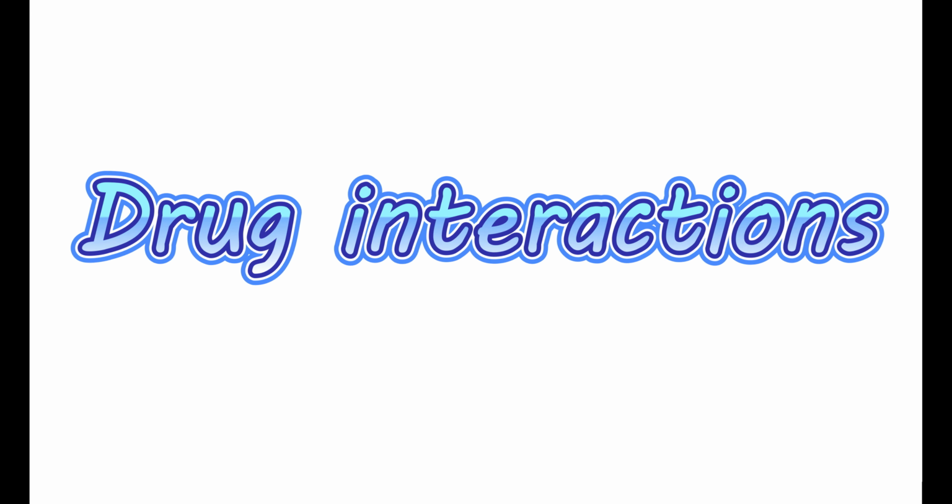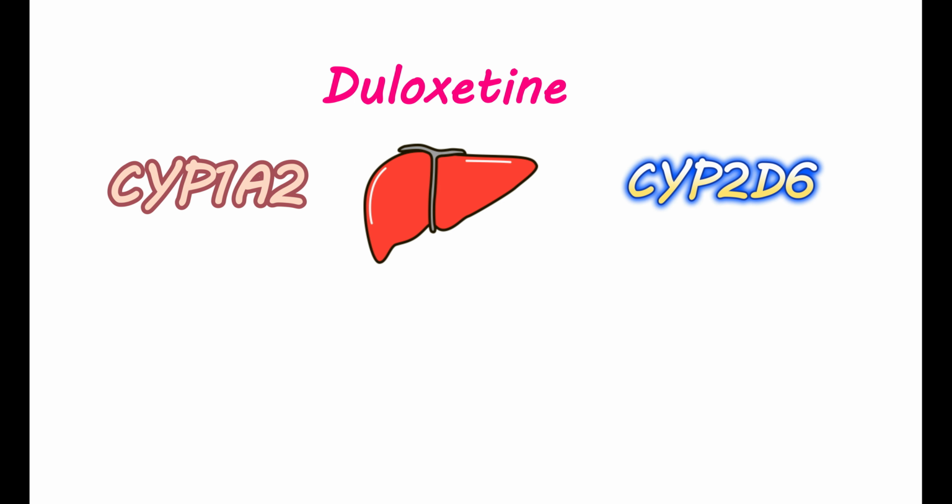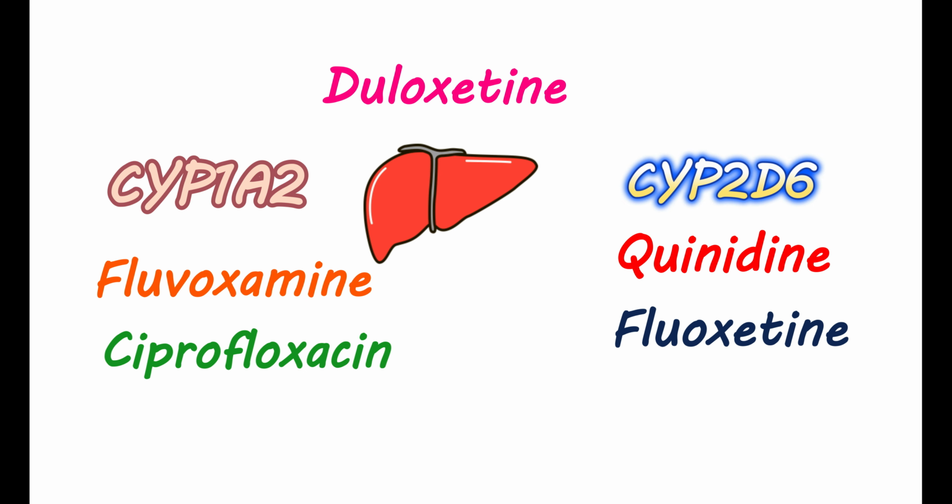Drug interactions. Duloxetine is metabolized in the liver. A few medications can interact with duloxetine and impair its metabolism. Metabolism of duloxetine is carried mainly by two types of cytochrome P450 enzymes in the liver. One is CYP1A2 and another is CYP2D6. A few medications like fluvoxamine and ciprofloxacin can inhibit the activity of CYP1A2 enzymes. Similarly, other medications like quinidine, fluoxetine, and paroxetine can inhibit CYP2D6 activity. Therefore, these medications can increase the levels of duloxetine when they are used simultaneously with it.